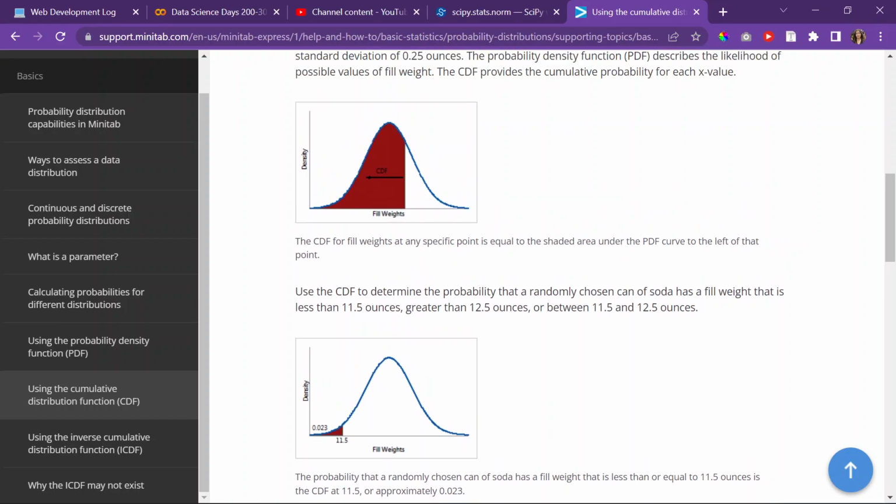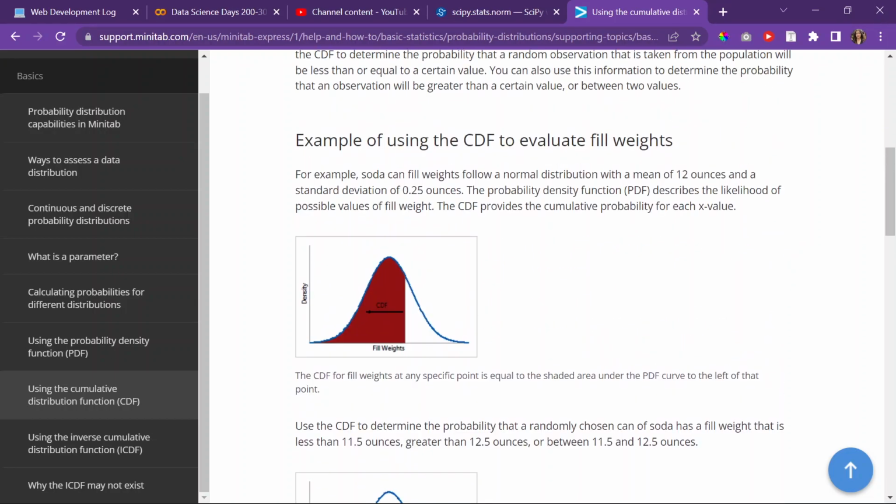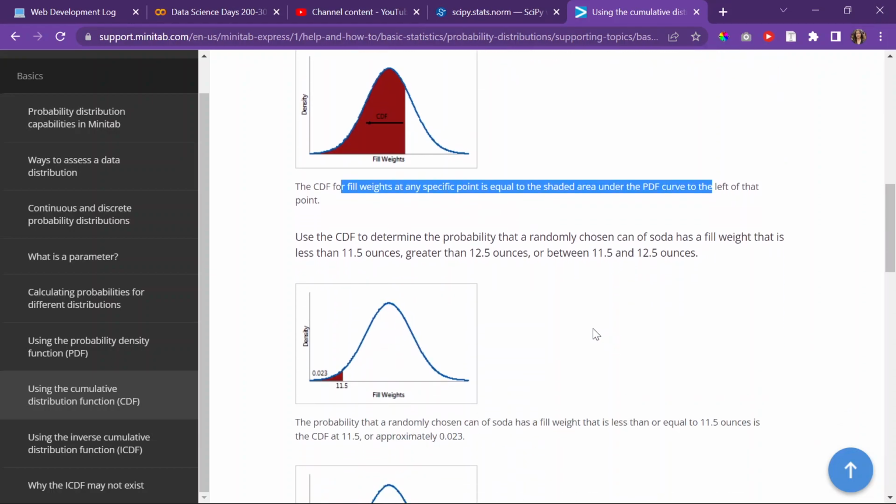That's what I'm saying. Look. For example, blah, blah, blah. The CDF for each x value at any specific point is equal to the area under the curve to the left of that point. That's what I just said. Use the CDF to determine the probability that a randomly chosen can has a fill weight that is less than 11.5 ounces. So we would do, okay.